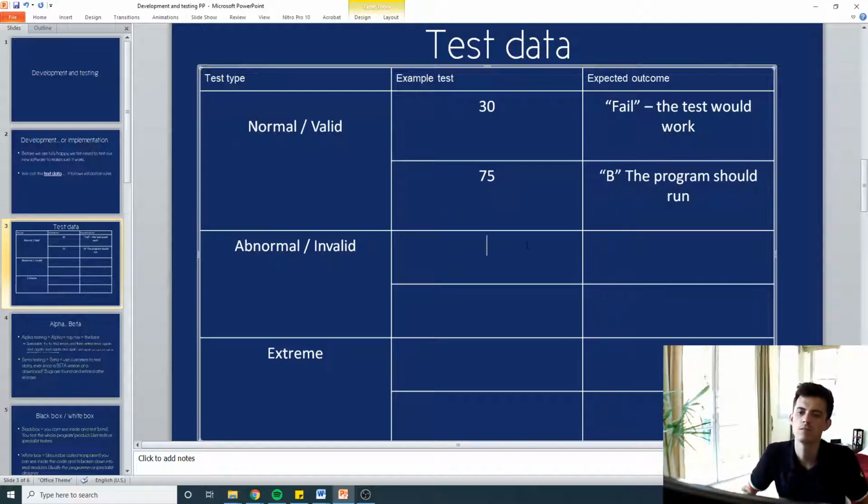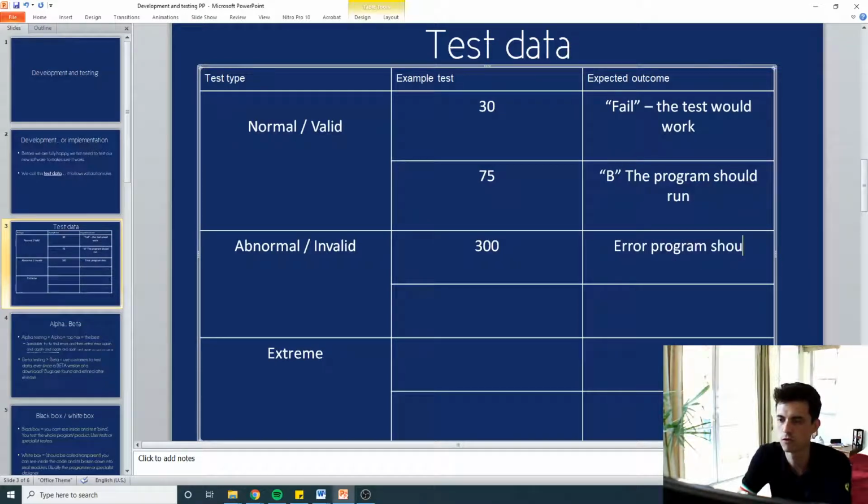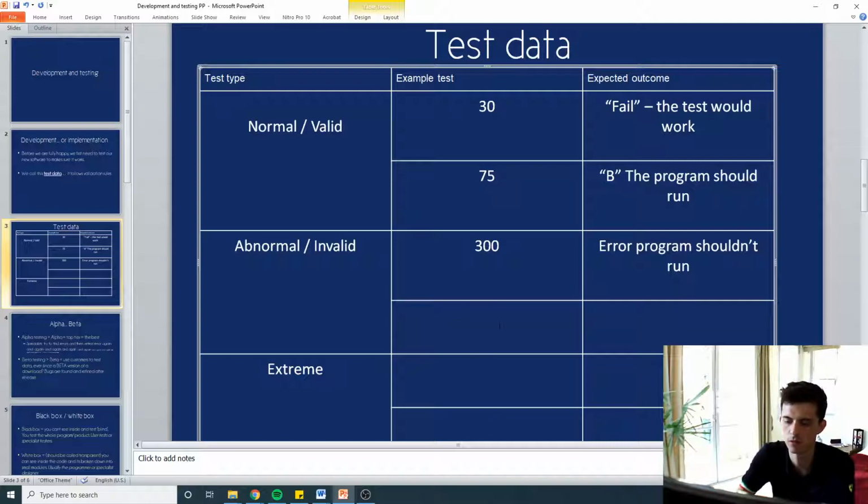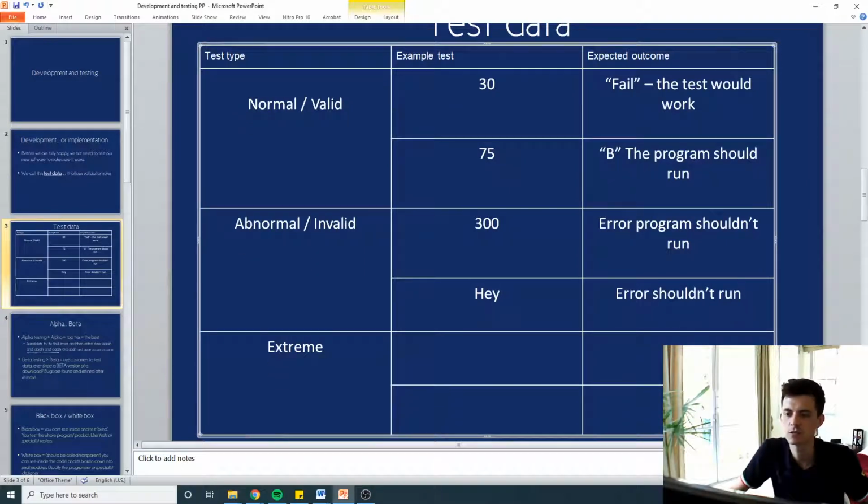Okay, so the next part is abnormal or invalid. Now again, these are like two words that are interchanged all the time. So abnormal, we're looking at like, 300. That should give us an error, program shouldn't run. And also if we put in something like, I don't know, "hey", again, it should give us an error, it shouldn't run. So they're invalid inputs, and this is where a lot of kids get really, really confused, more so in computer science because we don't really touch on this too much.